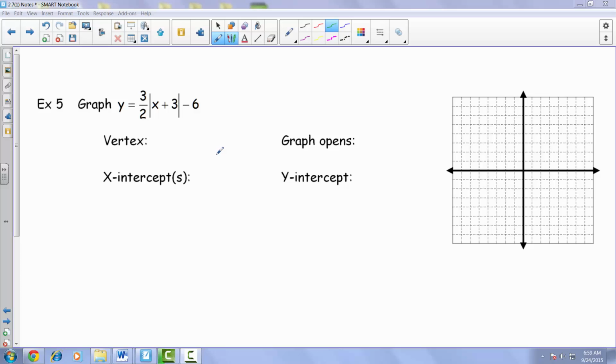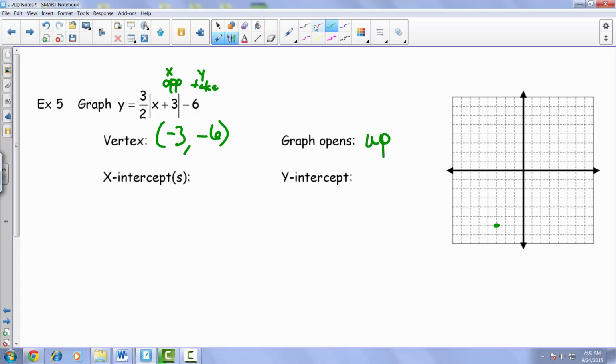So our vertex just comes out to be the opposite of this guy for our x value. And this one we're just going to take him just as he is, even with that negative. And that would be our y value. So our vertex then is happening at -3, -6. So -3, -6 is right here. Just from our value in front of that absolute value, we notice it's 3 halves. It is positive, so this thing should be opening upwards.